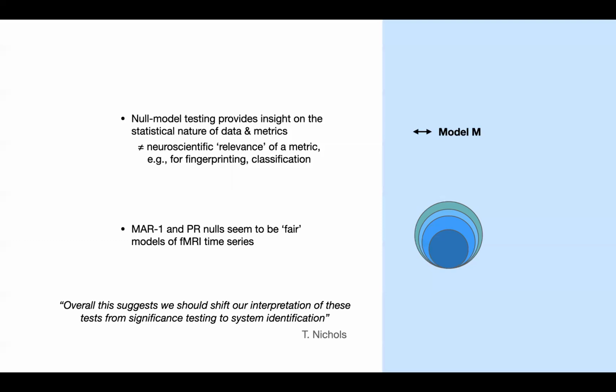Essentially, we do not do significance testing as we would, for example, when checking whether a correlation is significantly different from 0 or not. That's not what we are doing when we compare original fMRI time series to surrogate time series. We are rather checking what system, what model, is a good representation of our original time series. And that's also very useful in order to define the most relevant metrics, or the most efficient in terms of complexity.